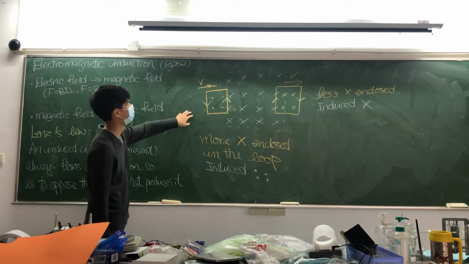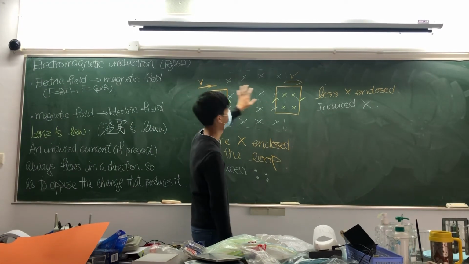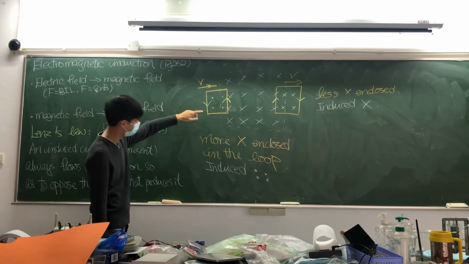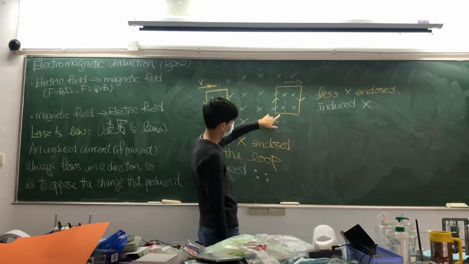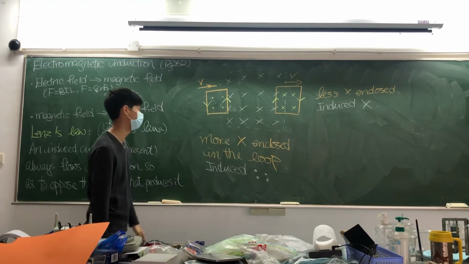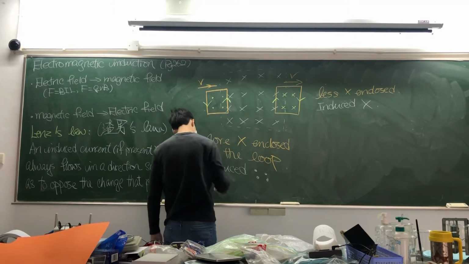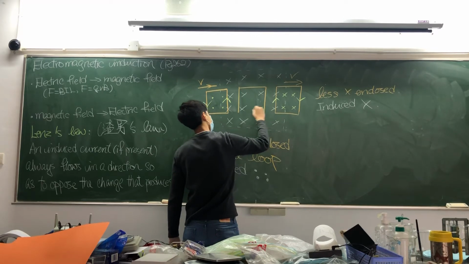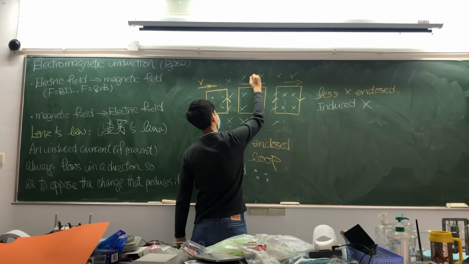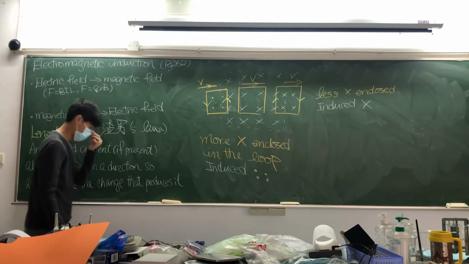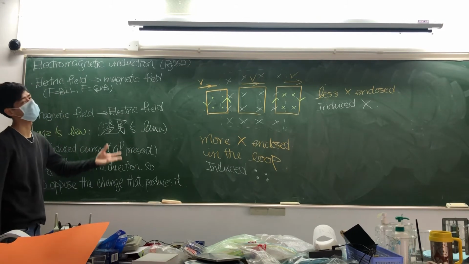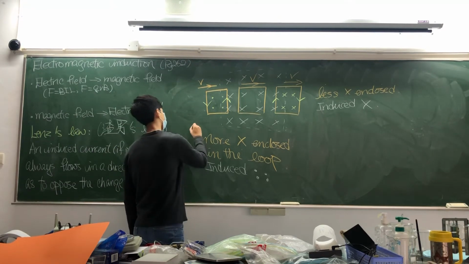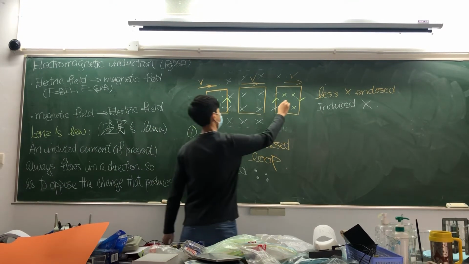You can see that the directions of the induced current are opposite for these two situations, because for the first one, more and more cross are enclosed, and for the last one, less and less cross are enclosed. If the loop is moving inside the magnetic field, will there be any induced magnetic field and induced current? The answer is no.